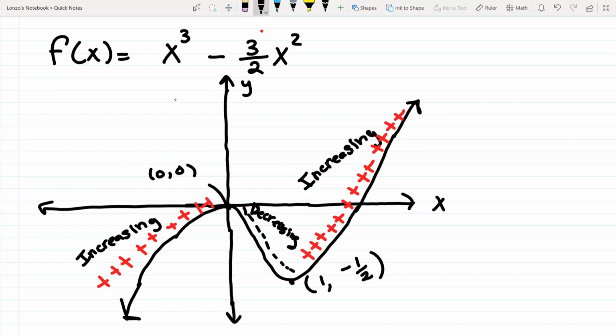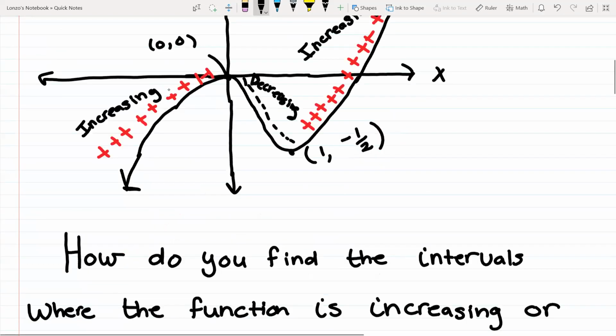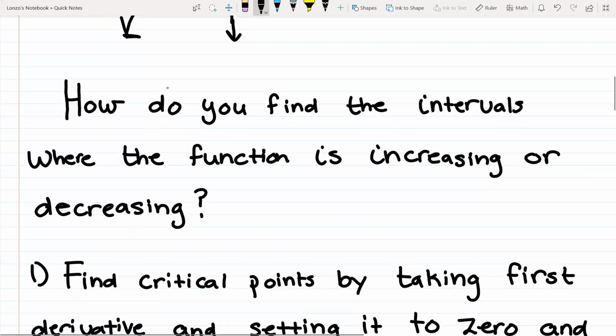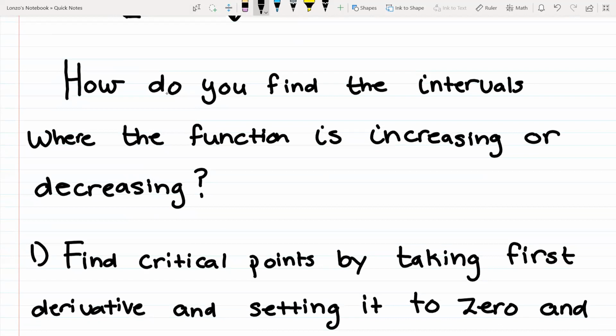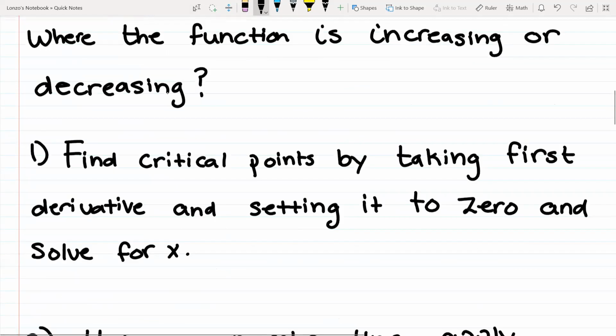So with calculus, specifically the first derivative, we could figure out where those intervals are. How do you find the intervals where the function is increasing or decreasing? First, I would find the critical points by taking the first derivative and setting it to 0 and solving for x.